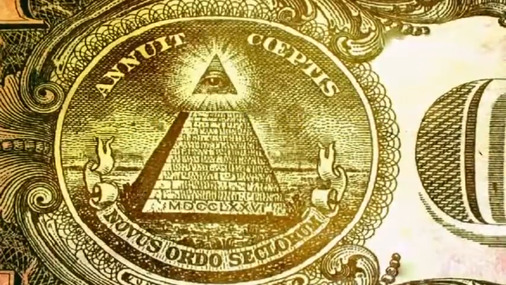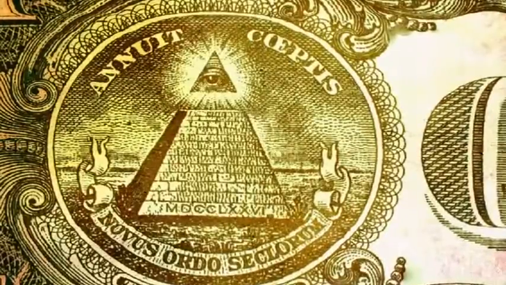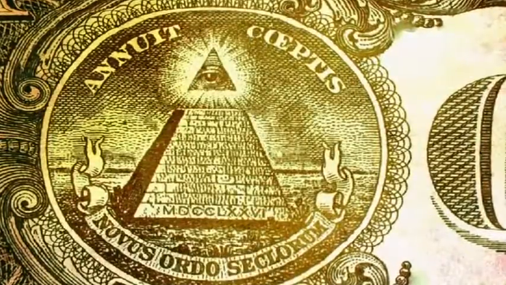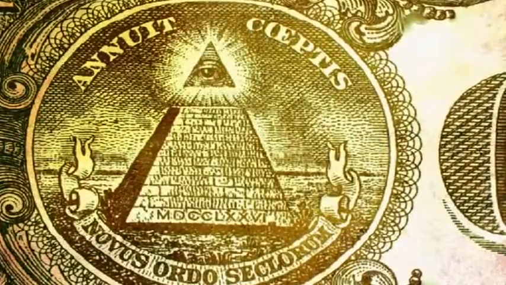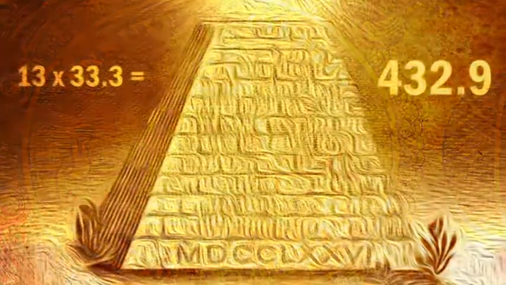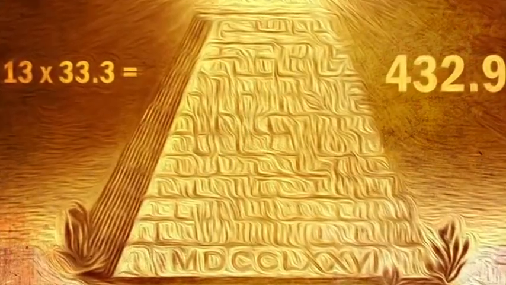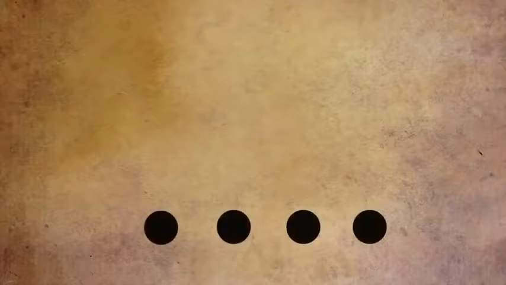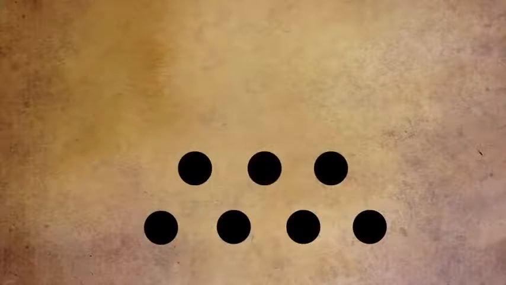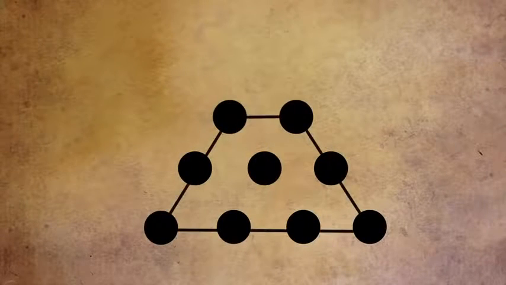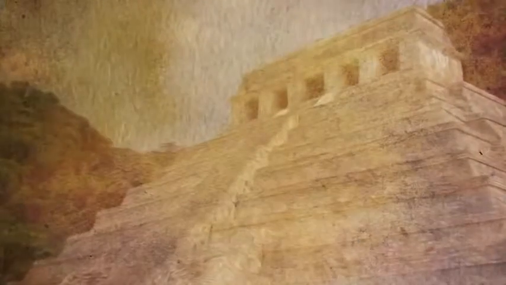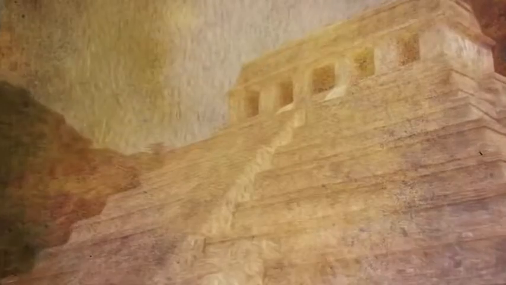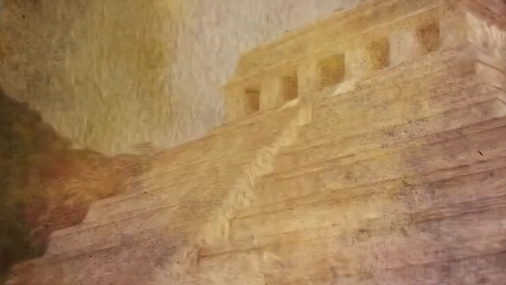Or take a look at the back of a dollar bill. That famous unfinished pyramid could be revealing some interesting clues. For instance, there are 13 steps climbing the pyramid, and 13 times 33.3 is 432.9. Even the shape of the flat-topped pyramid appears to be made as if someone had drawn four dots in a line, then three above it, then two above that, and then connected those dots to reveal this iconic shape. And of course, let's not forget that the square root of our all-important factor 9 grid is three threes.